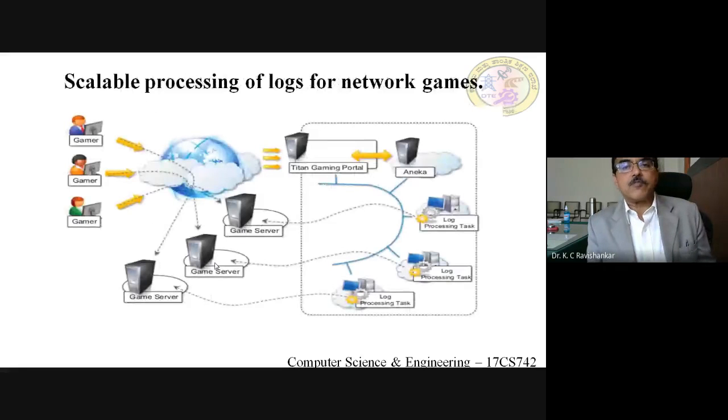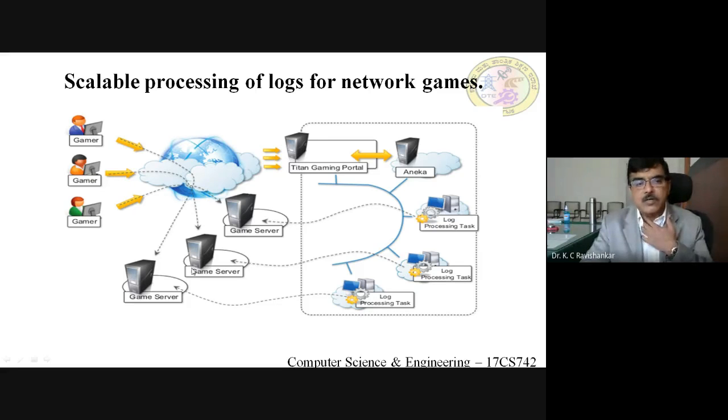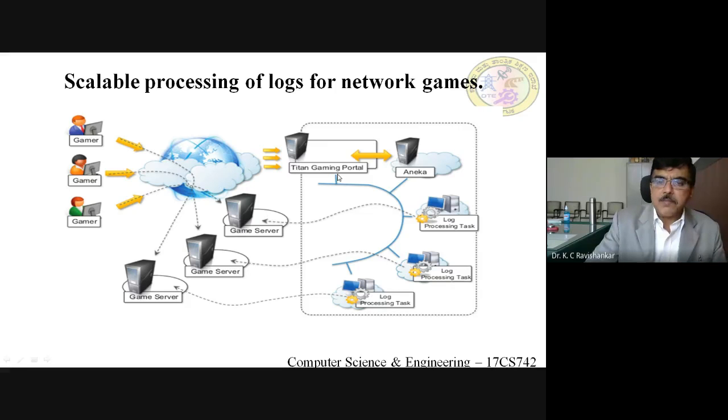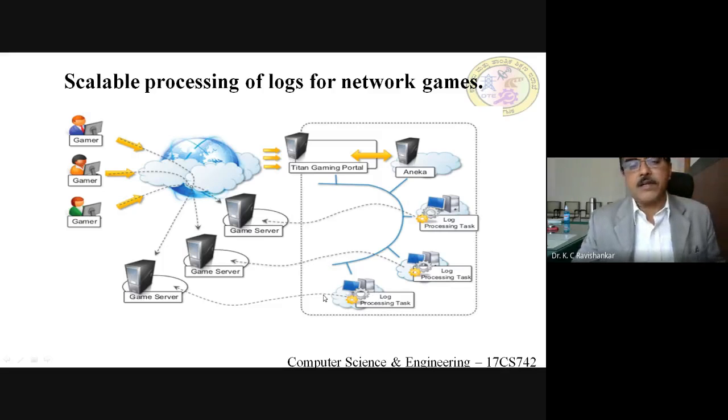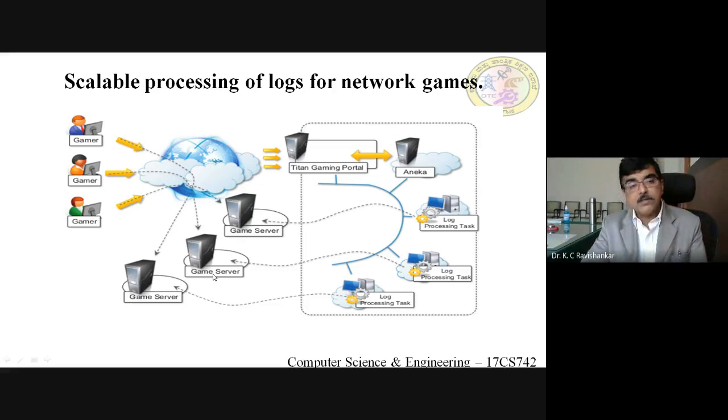So the scalable processing and log network, which has been made for the network game, has been shown here. These are all the gamers. There are clients which are connected to the internet. There are multiple game servers available. There's a Titan game portal. It is connected to Aneka. All your logs will be recorded, and based on that, it will be shown instantaneously. All these gamers should be able to do something like collaborative editing, collaborative playing. So the information should be shown to the end users. This is how it is being done.